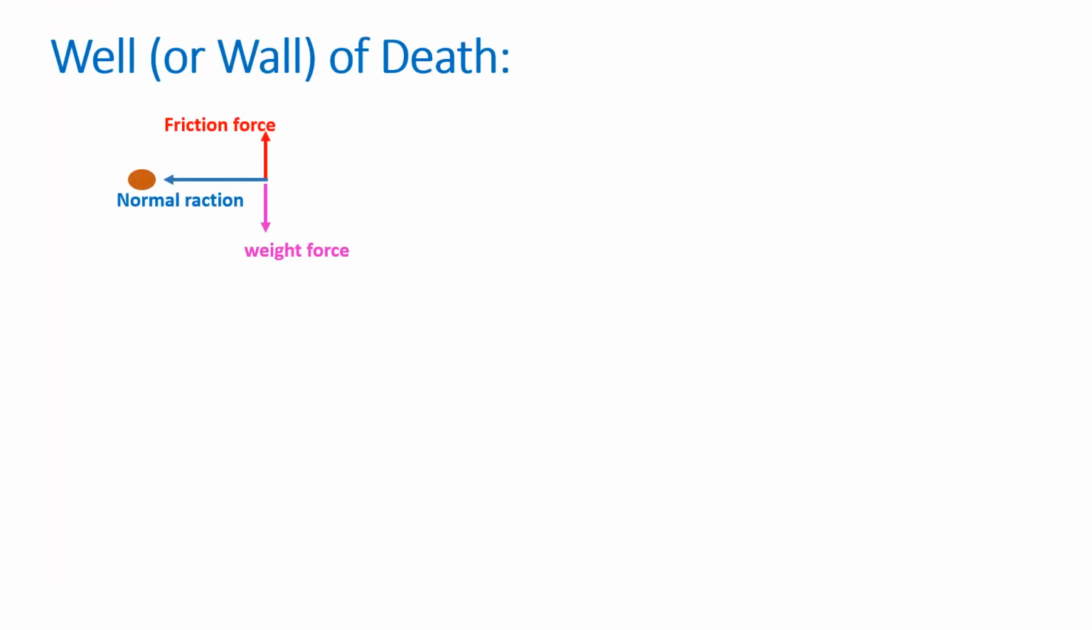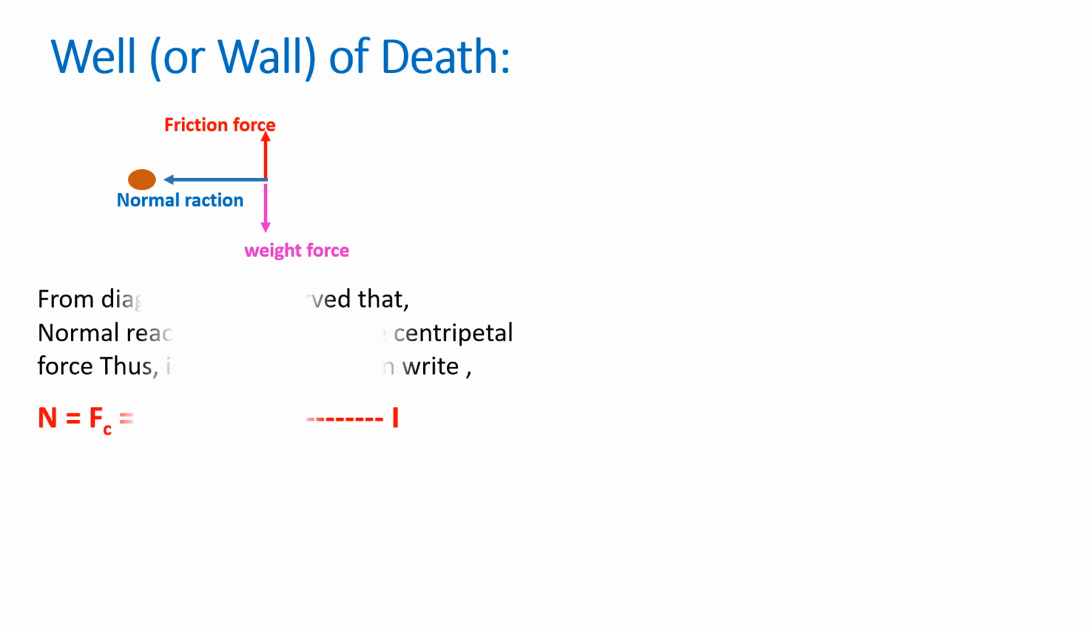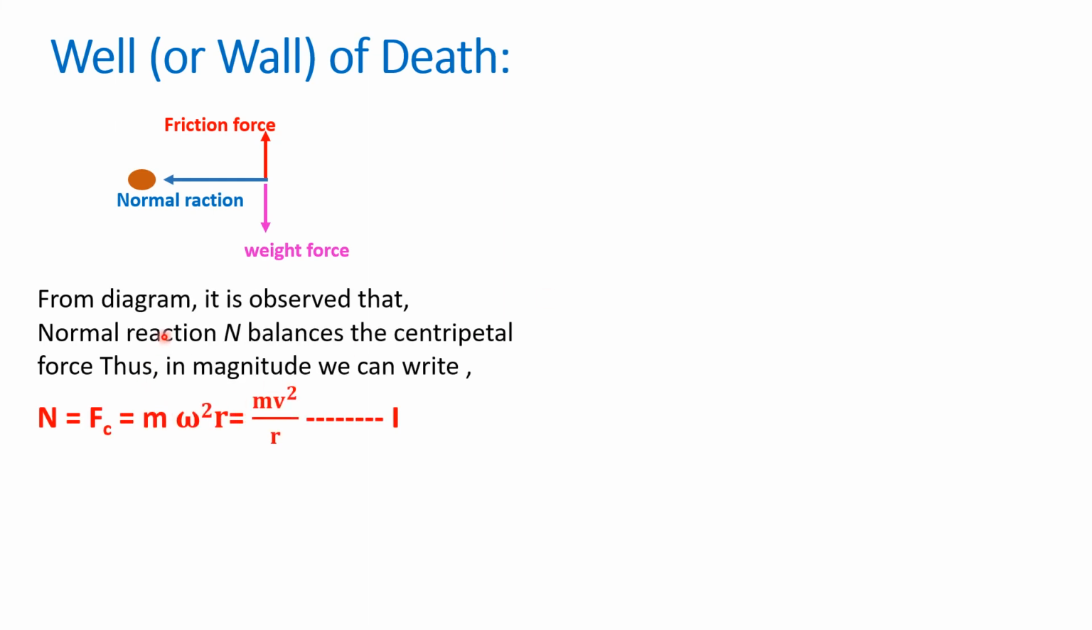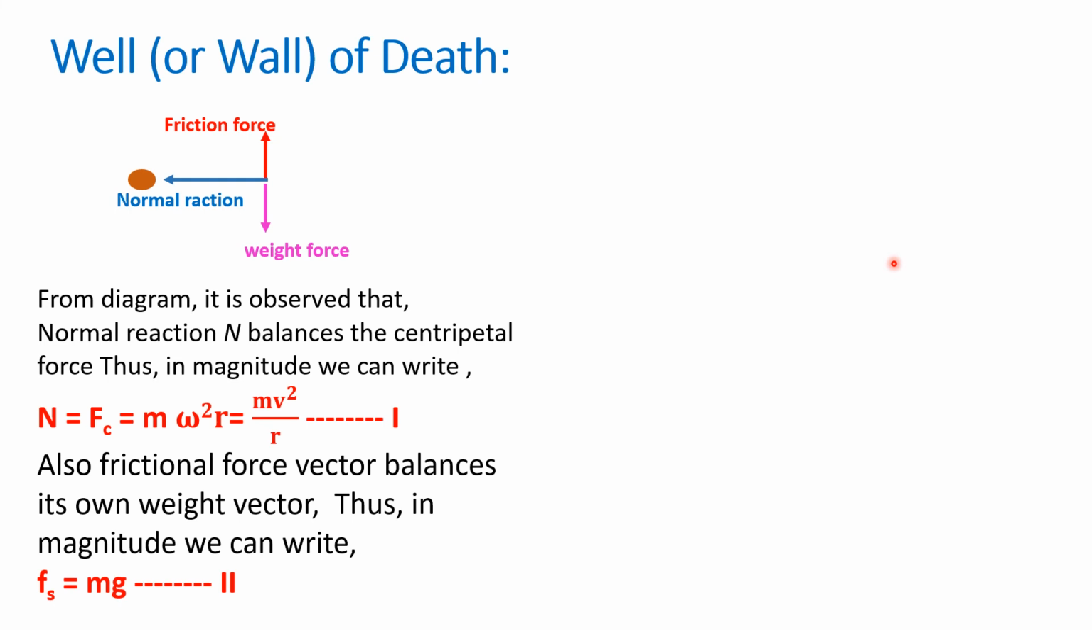From the vector equation we can make the equations. From the diagram it is observed that this normal reaction balances the centripetal force. Thus we can write N is equal to centripetal force, that is equal to m omega square r, that is equal to m v square upon r. In this we have to substitute the value of omega. Also it is found that the frictional force vector balances its own weight vector, and therefore in magnitude we can write Fs is equal to mg.